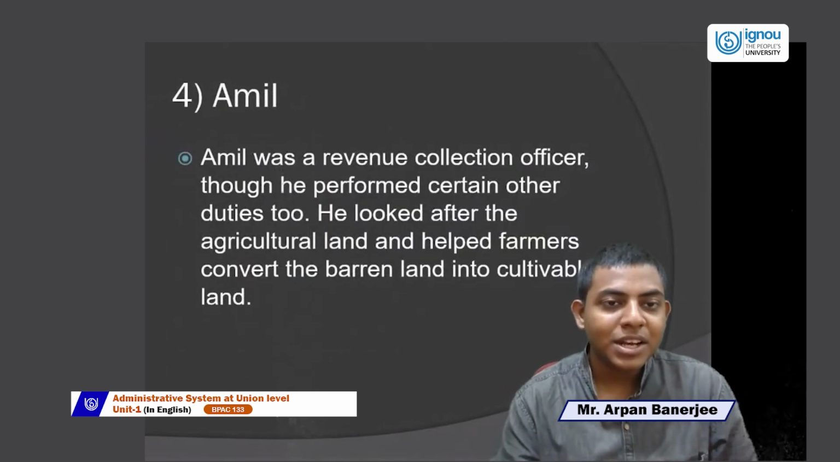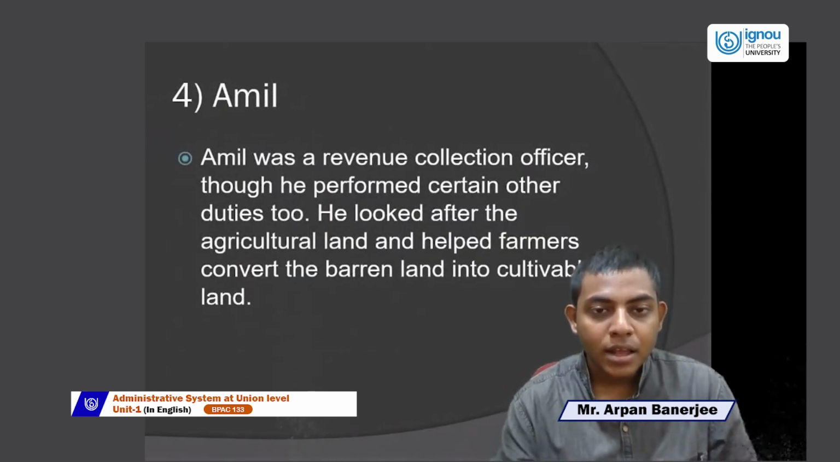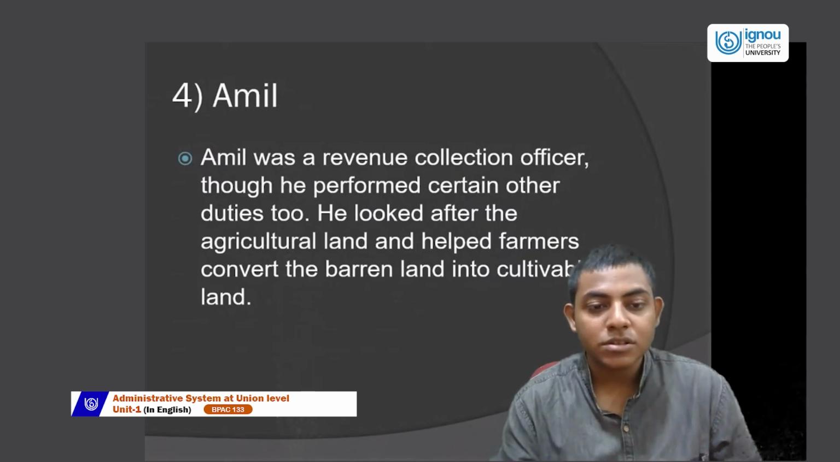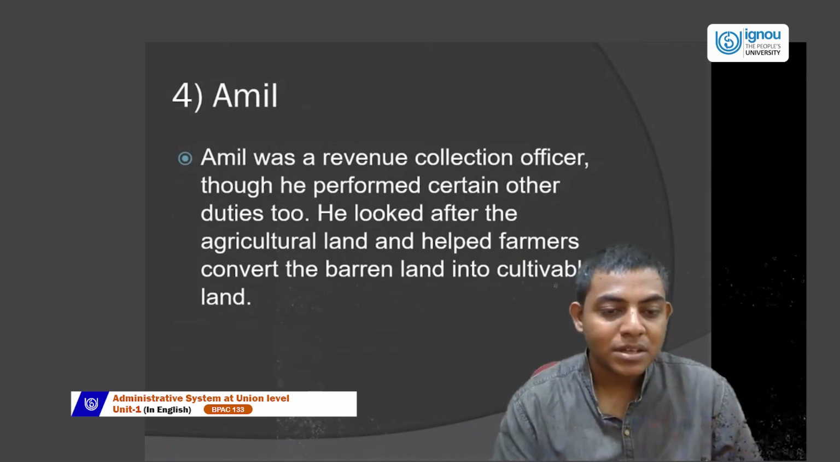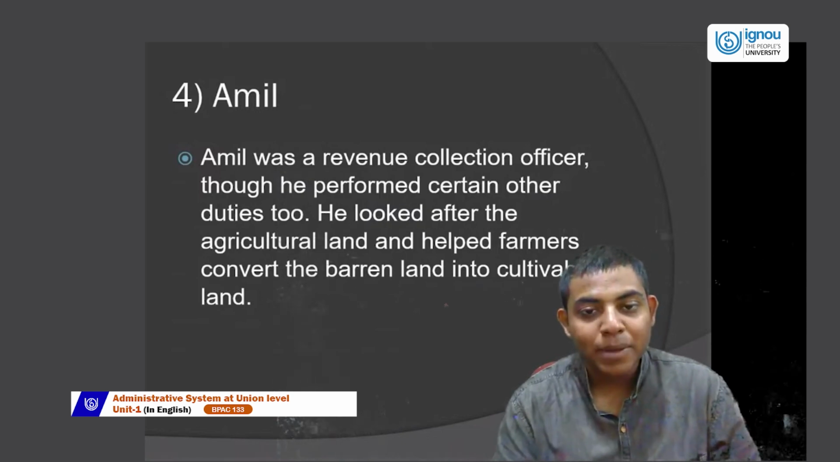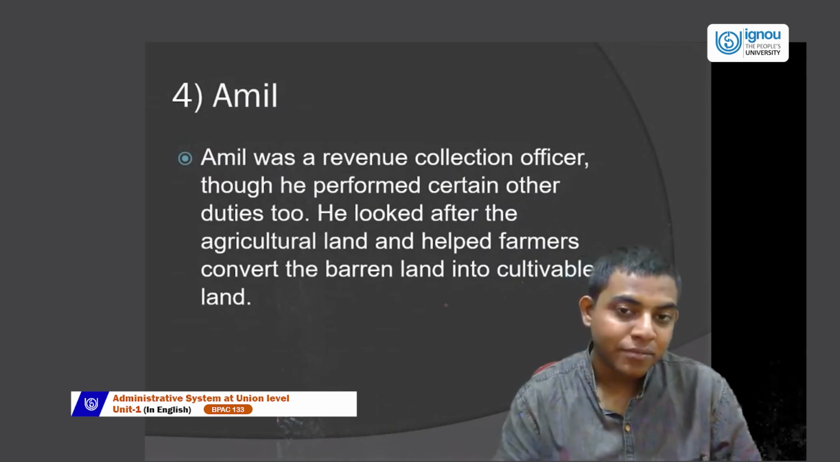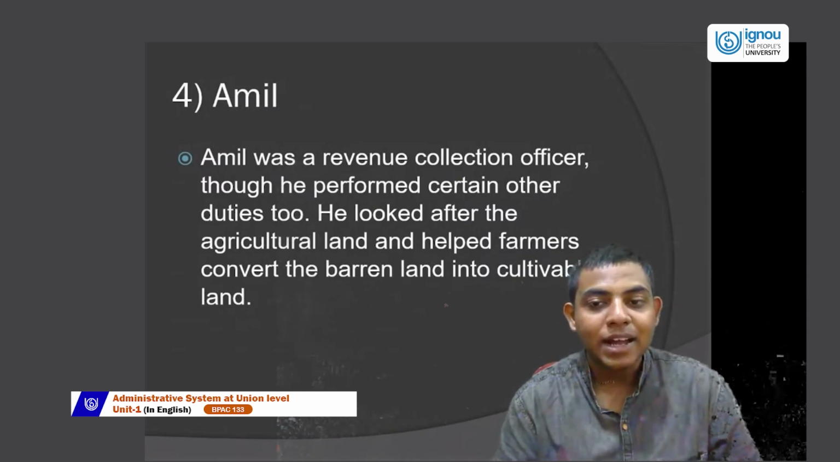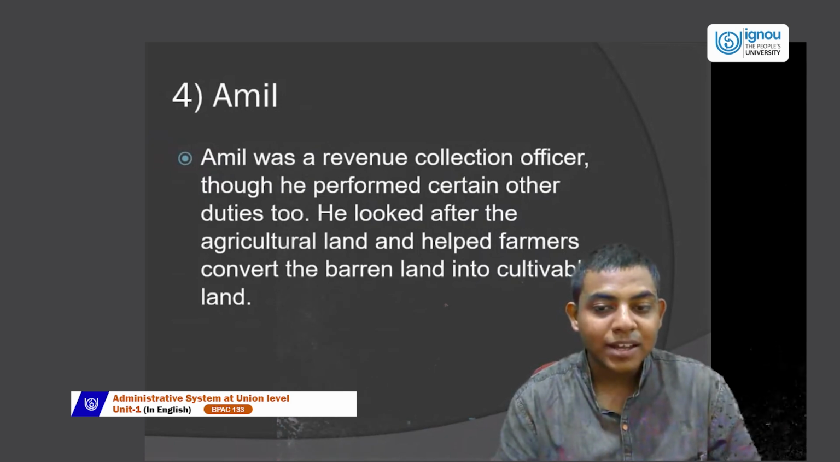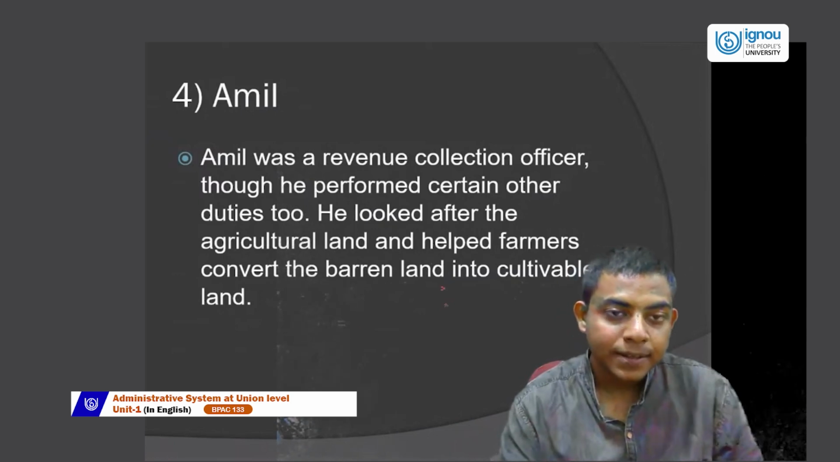Now another official at the provincial level was the Amil. The Amil was a very important official because he was the revenue collection officer. And there were certain other duties also that he performed. He looked after agricultural land and he helped the farmers to convert the barren land into cultivable land. So that is why the Amil, also known as the Amil Guzar, was a very important official.